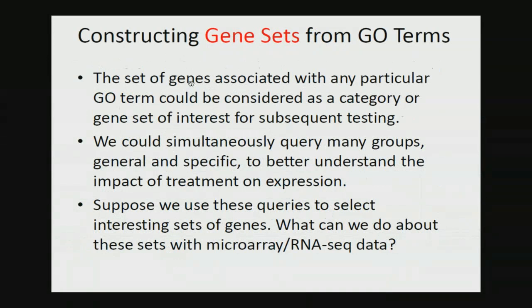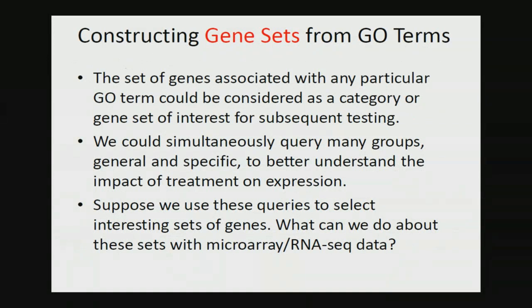So, constructing gene sets from GO terms. The set of genes associated with any particular GO term could be considered as a category or gene set of interest for subsequent testing. So we could simultaneously query many groups, general and specific, to better understand the impact of treatment on expression. Suppose we use this query to select an interesting set of genes.